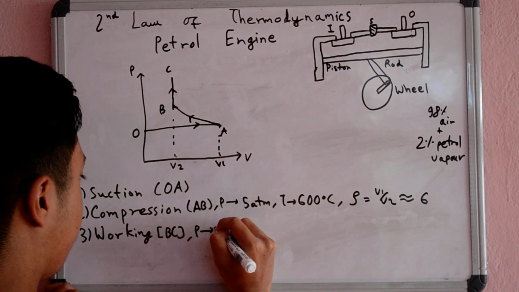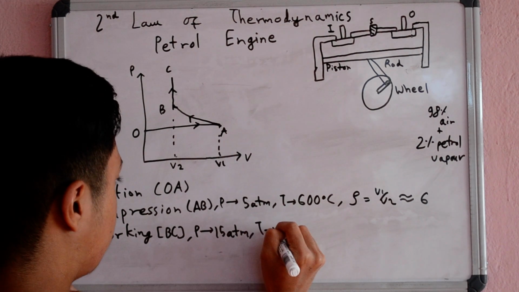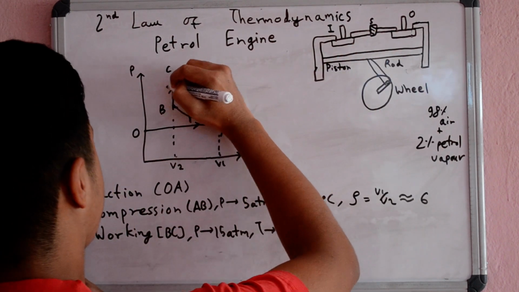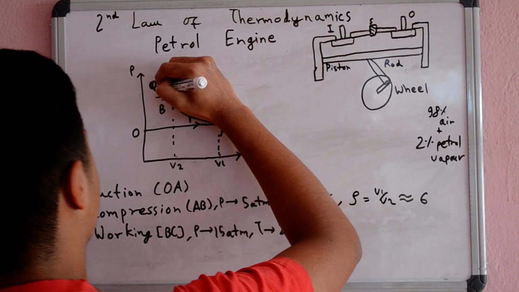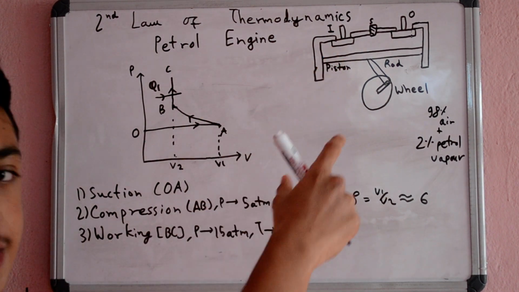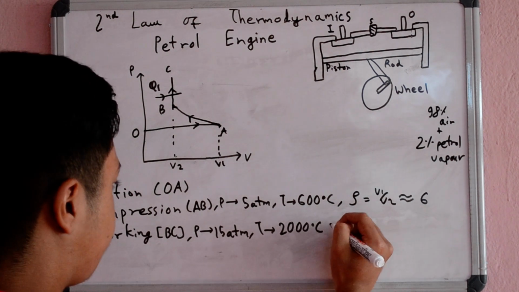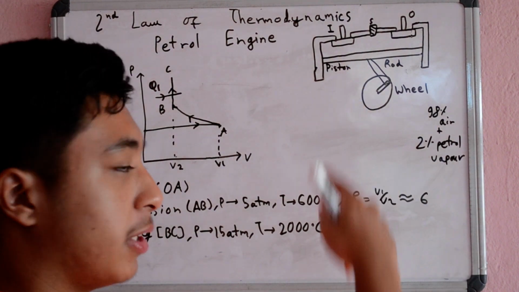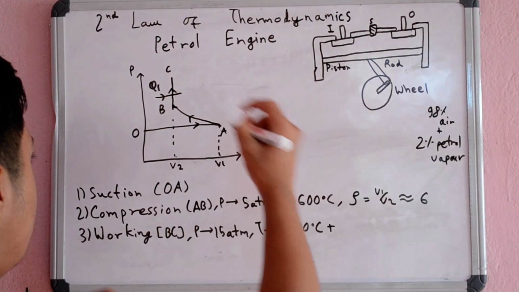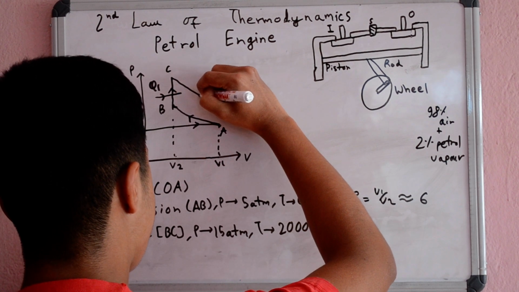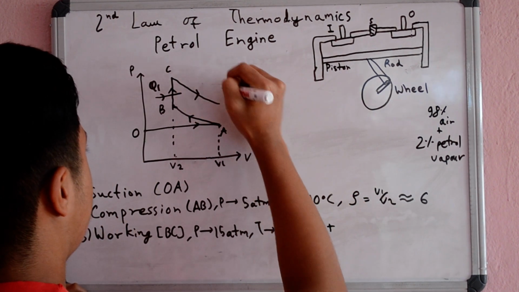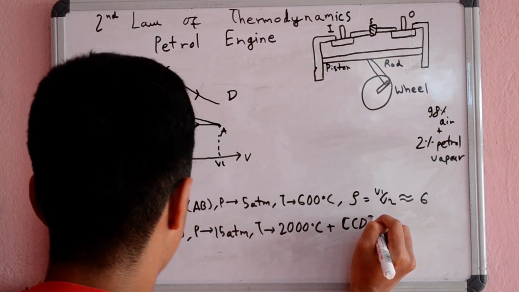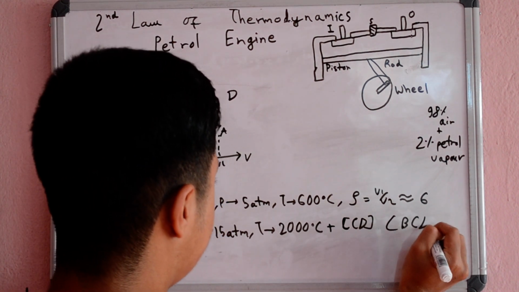The pressure here rises to 15 atmospheric pressure and the temperature to 2000 degrees Celsius. Due to the spark plug ignition, the system gains heat Q1, and this is also called ignition. Now at point C, the system starts to cool off, and the piston moves outward, thus there is an increase in volume. So this is an adiabatic expansion, like this. This is CD. So in fact the working stroke is BCD.